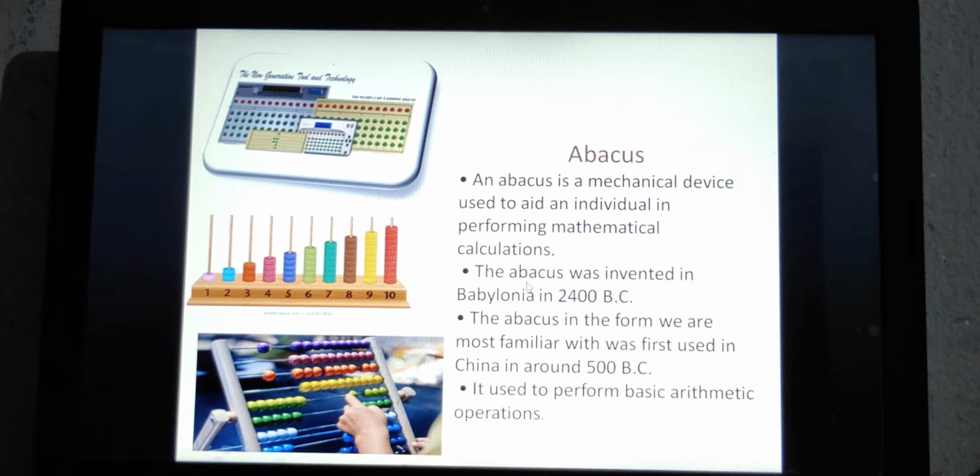The next one that we have seen, abacus, was a mechanical device which could perform mathematical calculations, and it was invented in Babylonia in 2400 BC. And the first abacus that we are most familiar with was used in China around 500 BC, like this, on the picture you can see. So basically it was used to perform basic arithmetic operations.